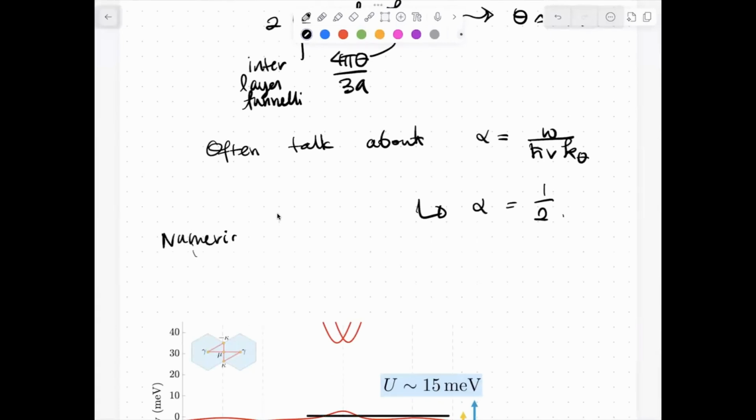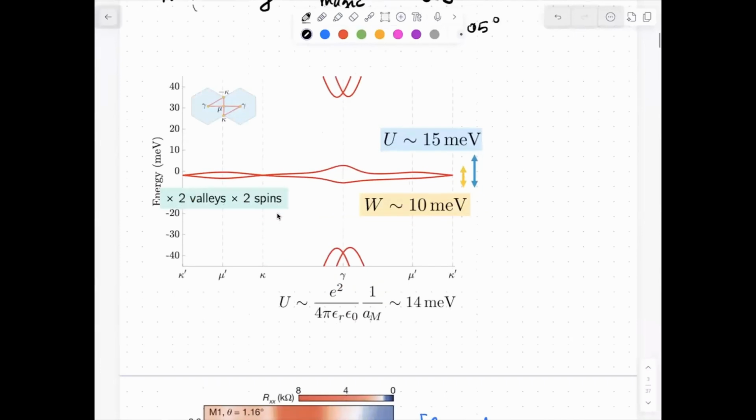Numerically, what you actually find is that it's around 1.05. So again, it's a slightly lower magic angle. But we're getting into the territory where they're so close to one another experimentally, I don't know that people worry too much about getting 1.1 versus 1.05.